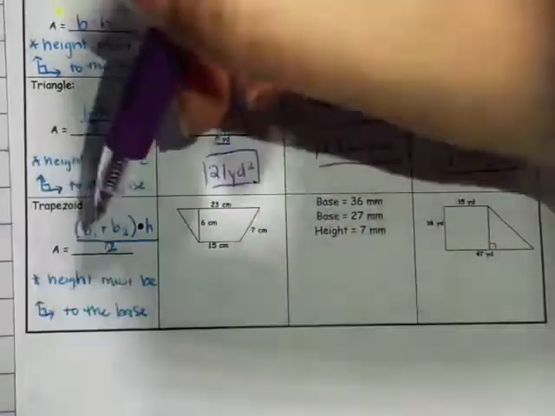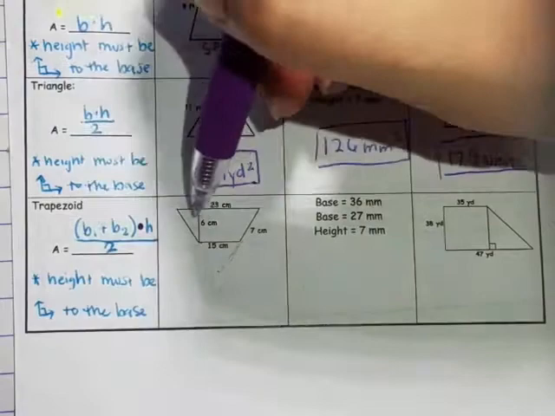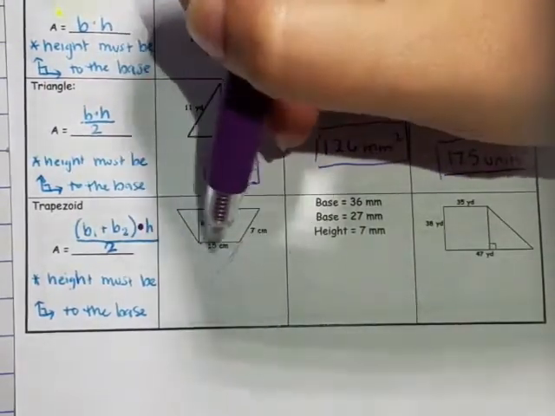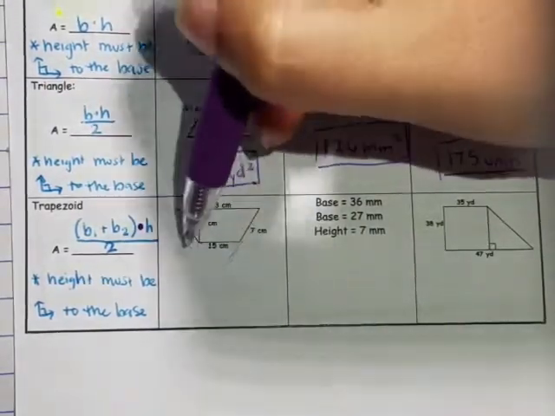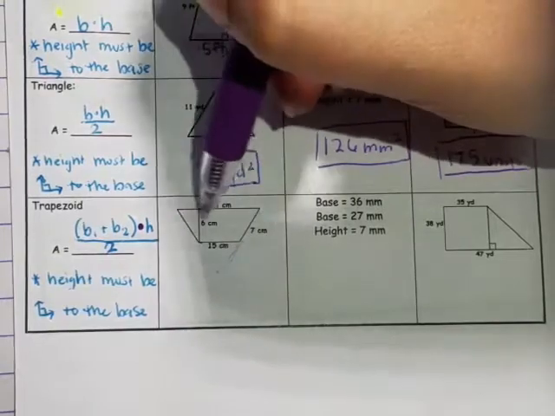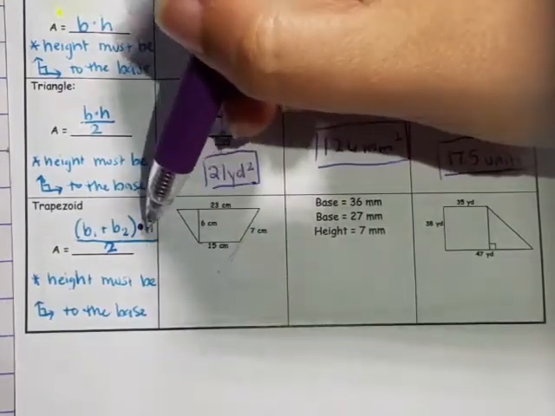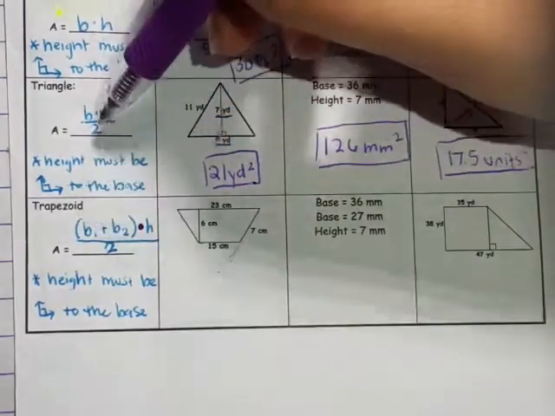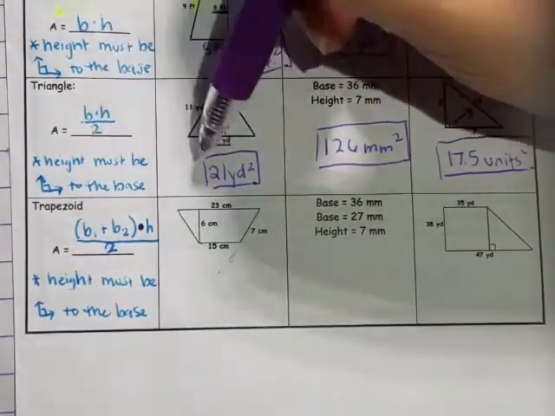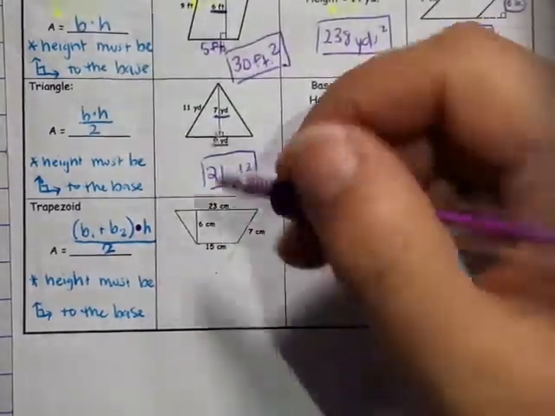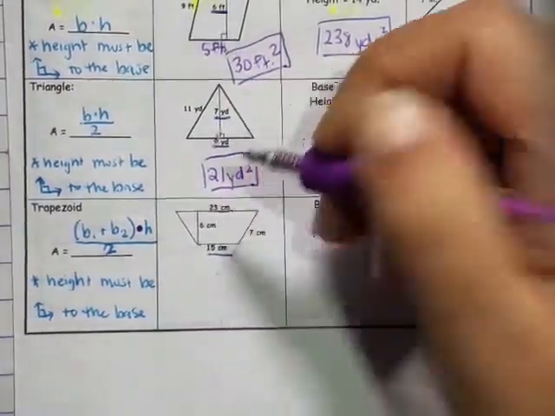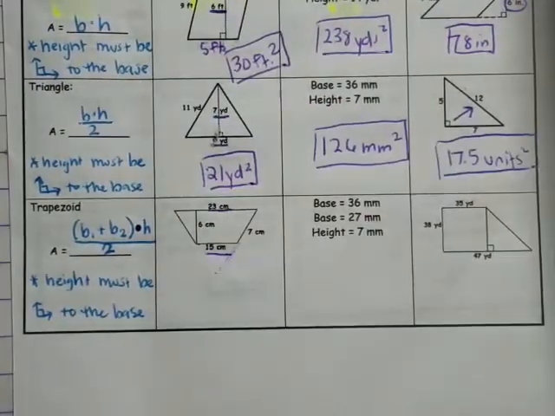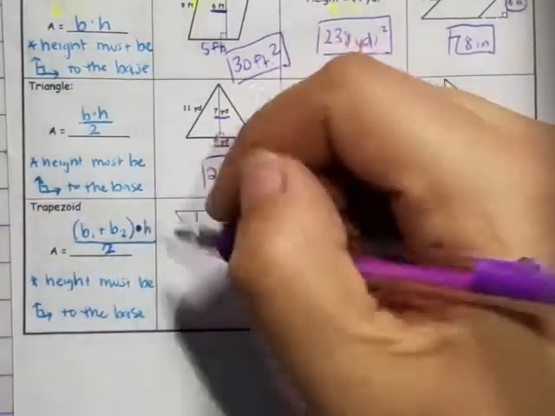So what you do is you take the base 1 plus the base 2, and your bases are the 2 sides of your trapezoid that are parallel to each other. And then you multiply by the height, just like we do with the triangle, and then you divide by 2. So really the only difference is you don't have 1 base, you have 2 bases. Okay? So we're going to do 15 plus 23, and we get 38, and then we're going to multiply 38 times 2.